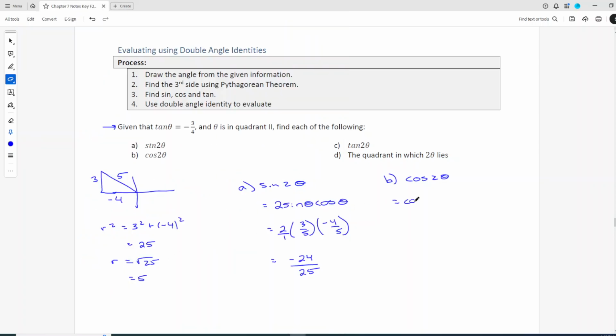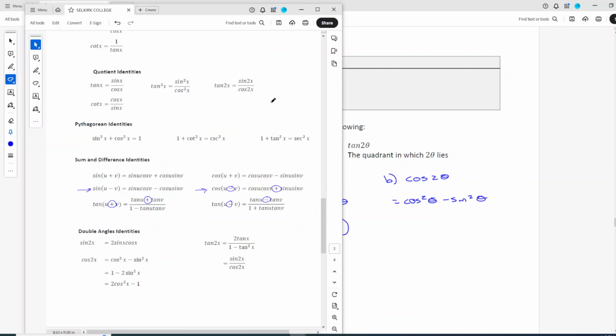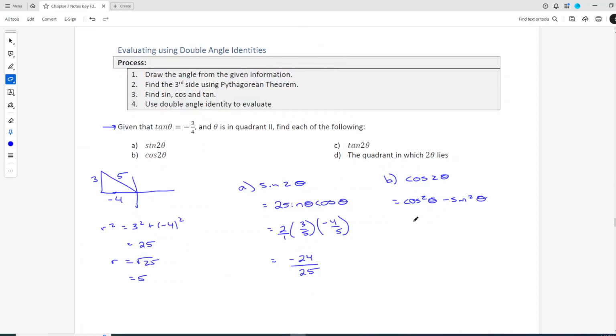So let's do cos squared theta minus sine squared theta, and I always just double check that I'm not messing that up. Perfect. Again, not one that we use very often. So in for cos theta, I'm going to put in that -4 over 5, adjacent over hypotenuse, or x over r, and then it's squared. Minus, I'm going to put in the sine of theta, which is that opposite over hypotenuse, or 3 over 5, squared.